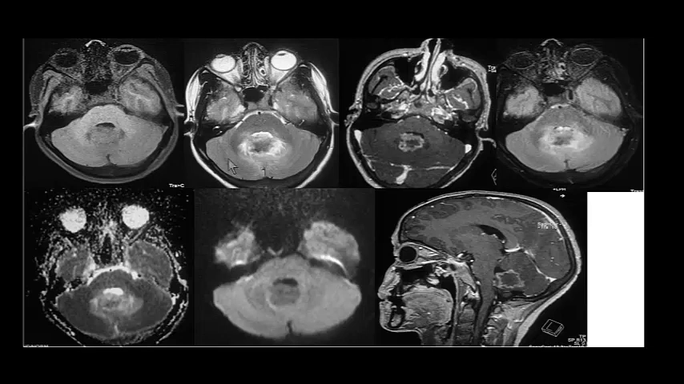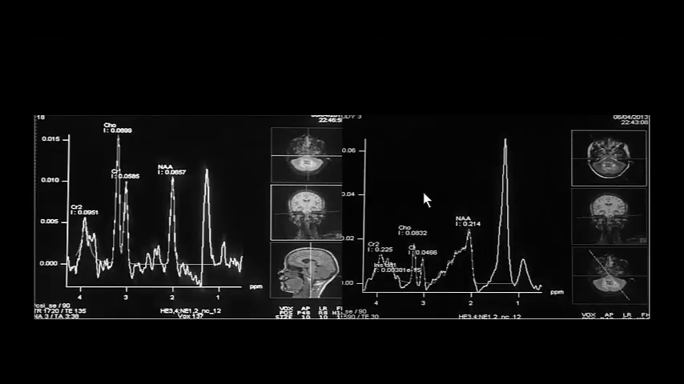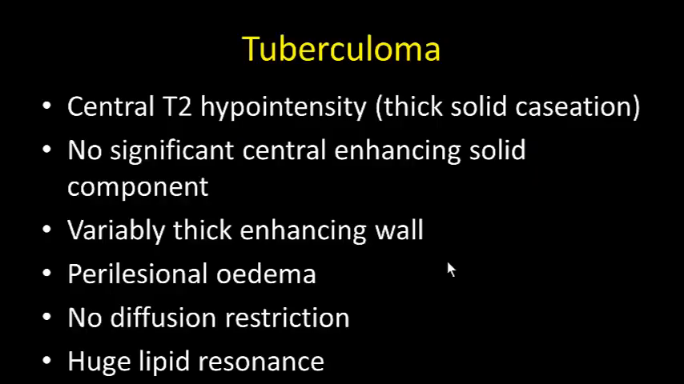This is the same lesion, which is irregularly enhancing. On diffusion, there is no restriction, and on spectroscopy, what you see is a large lipid peak. This is TE 30 and 135. So what we have in this database is a central T2 hypodensity, a non-significant central enhancing solid component, a variably thick enhancing wall, no perilesional edema, no diffusion restriction, and very high lipid resonance. Therefore, this diagnosis should be a tuberculoma.